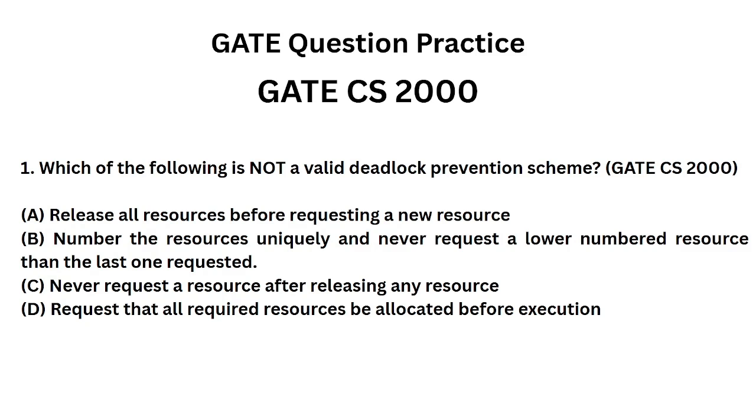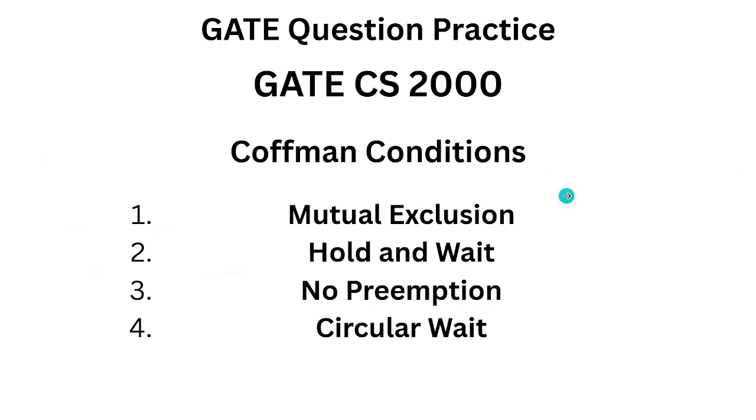A deadlock happens when a set of processes are stuck waiting for the resources and none of them can proceed. So each process is waiting for a resource held by another, creating a circular wait. To prevent this deadlock, we break at least one of the four Coffman conditions. The Coffman conditions are these: mutual exclusion, hold and wait, no preemption, and circular wait. Now let's go through each option one by one.